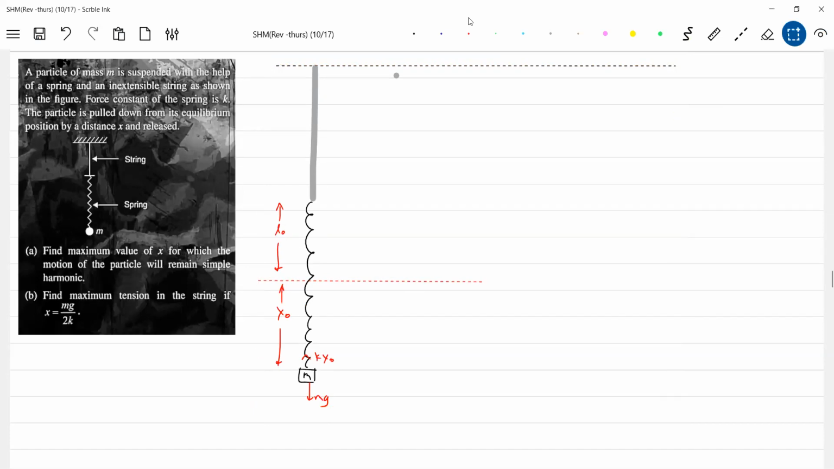Maximum value of X for which the motion of the particle will remain simple harmonic motion. I think X should be less than X naught. If it becomes more than X naught, if the spring is compressed, it should be X naught only. I will redraw it. I'll make it a little bit small.